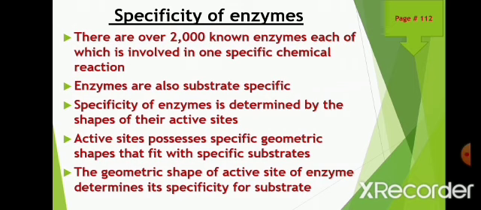Specificity of enzyme is determined by the shapes of their active sites that fit with the substrates. Active sites possess specific geometric shapes that fit with specific substrates. The geometric shape of the active site of an enzyme determines its specificity for the substrate.